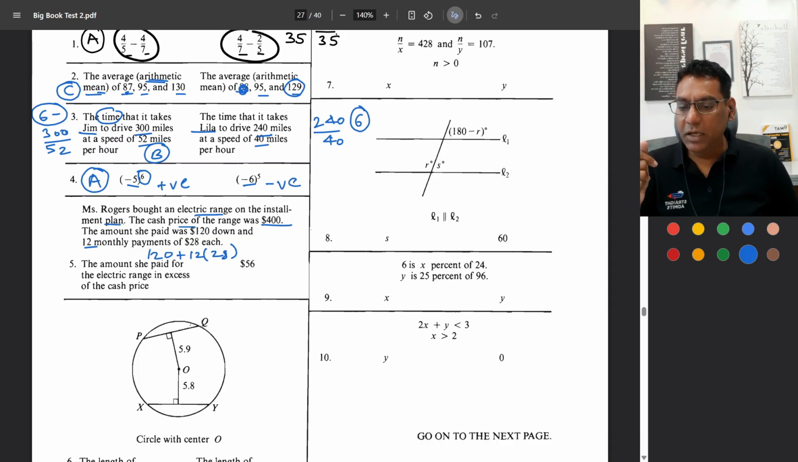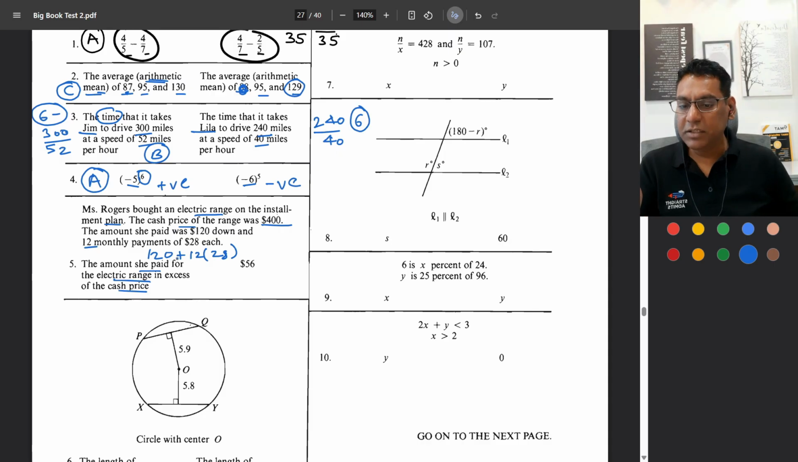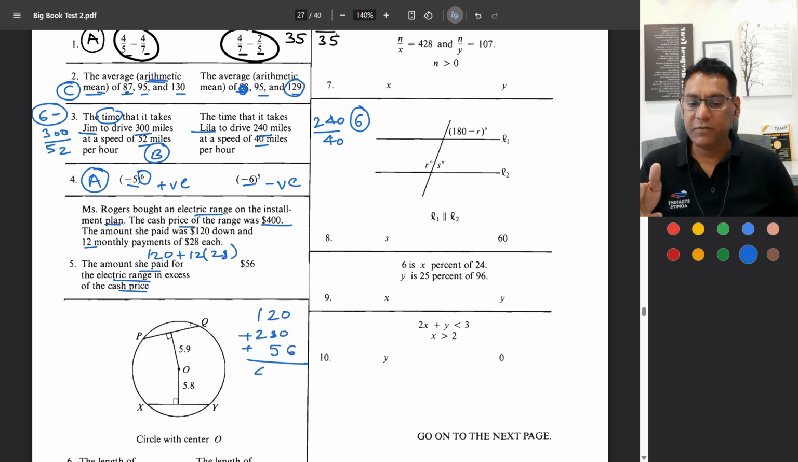Let's look at the question. The amount she paid for the electric range in excess of the cash price. So how much did she end up paying more than 400? That's what they are asking. So let's find out this number. 120 plus 12 into 28. So this is 120. 12 into 28 is going to be 10 into 28 plus 2 into 28. Just for simplicity, I'm writing it like this. So this is what I have to add. So this 120 plus 280 becomes 400, and this is 56. 456 is what she ends up spending.